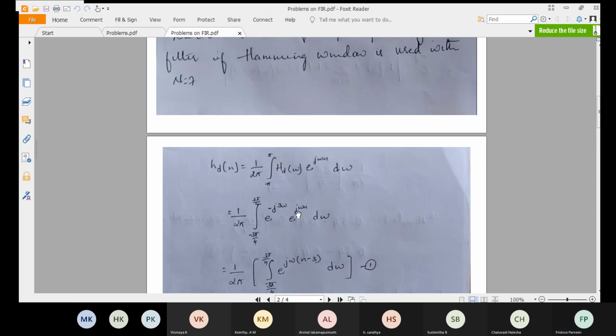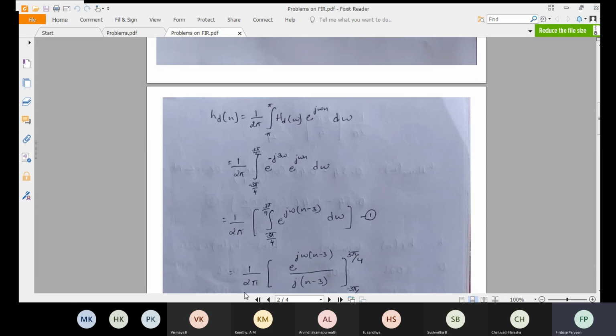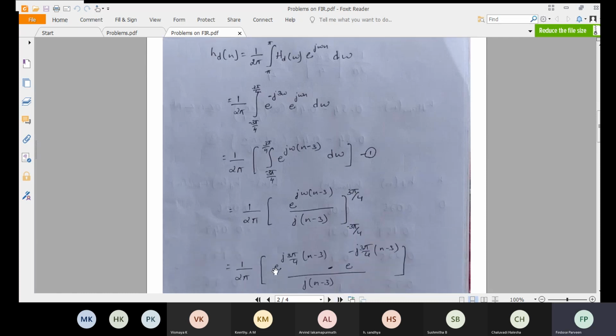So now you can take e to the power of j omega into n minus 3, from minus 3 pi by 4 to 3 pi by 4. So when you integrate this with respect to omega, it is nothing but 1 by 2 pi e to the power of j omega into n minus 3 divided by j into n minus 3, with limits minus 3 pi by 4 to 3 pi by 4. When you substitute the limits, it is 1 by 2 pi into e to the power of j 3 pi by 4 into n minus 3, minus e to the power of minus j 3 pi by 4 into n minus 3.